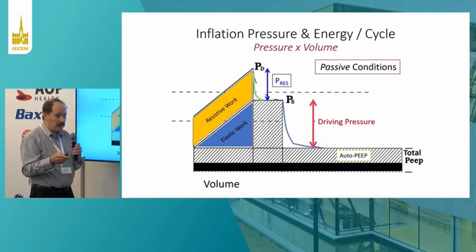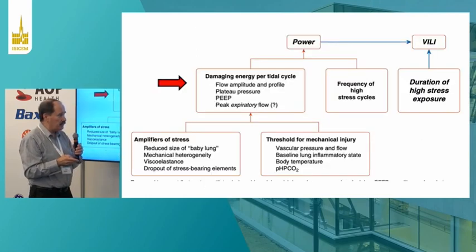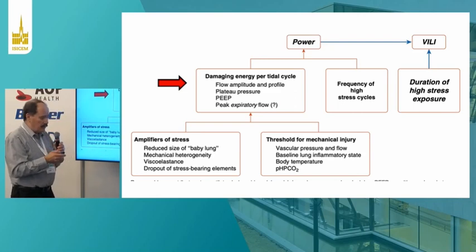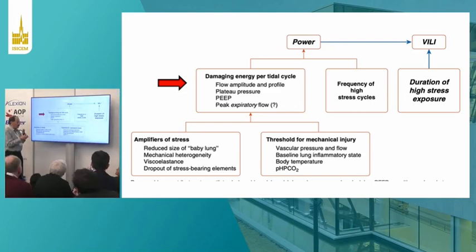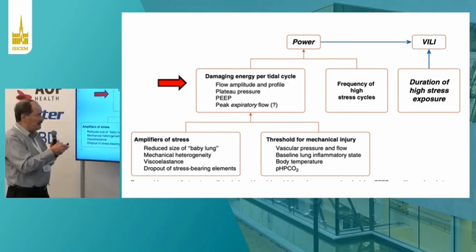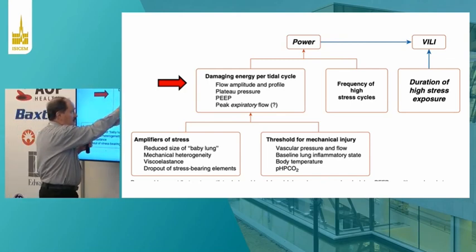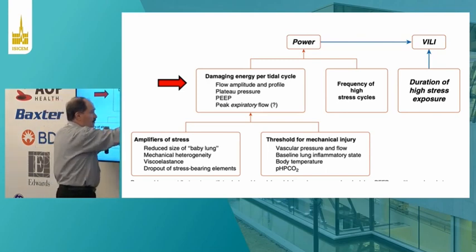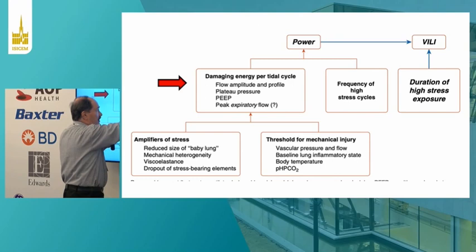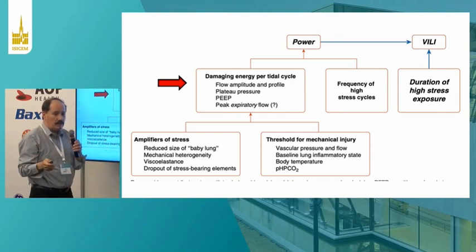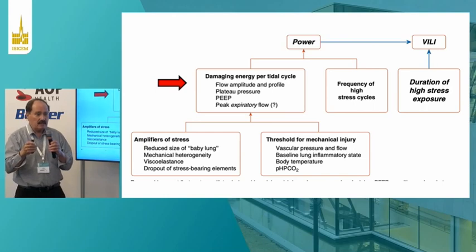So there's nothing unfamiliar yet, is there? I think this is all pretty standard. This is from a summary paper that we wrote in the Blue Journal, Patricia Rocco and Luciano and I a few years ago. And the idea here is that you have damaging energy per cycle, emphasis on damaging, the frequency of high stress cycles, and together they produce what Luciano has termed to be power. The energy times frequency. The inflation energy times frequency is power. And that frequency is cycles per minute.